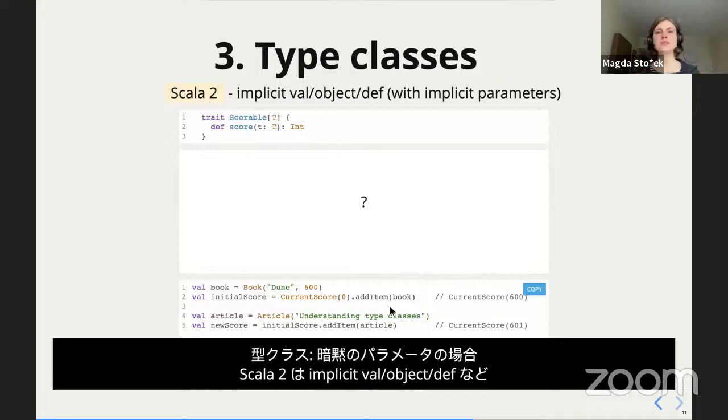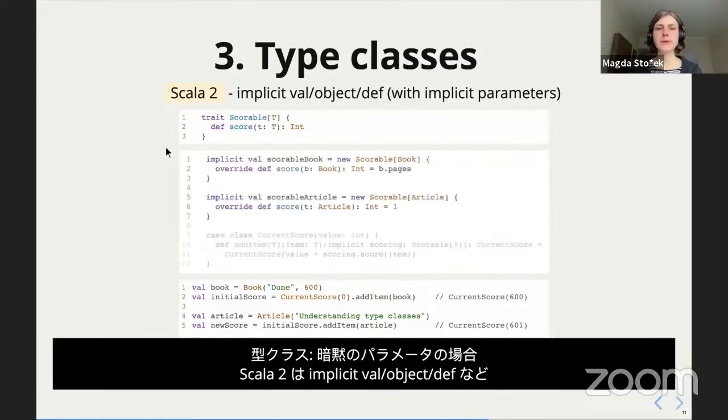So you can specify some behavior for unrelated types. And the way you define type classes in Scala 2 is you need to have a trait. So in our example, a scoreable trait, this is our behavior that we want to have parameterized by the type. And then the implementations of the classes are implicit values here in our case, but they can also be implicit objects or defs. But here it's an implicit value, providing an implementation of our scoreable behavior for the type book, parameterized by the book type.